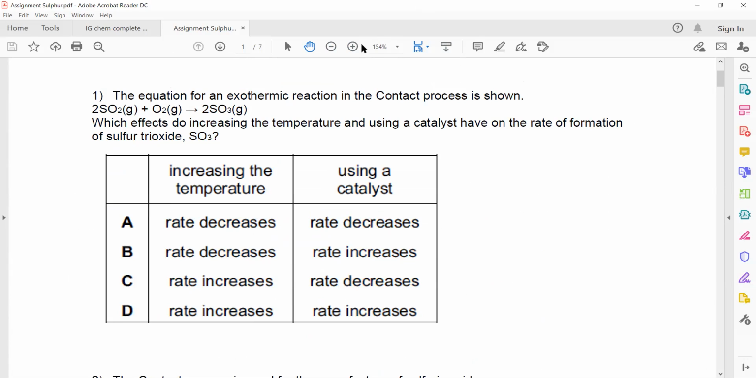Rate of the reaction, not about the yield. Yield will change with temperature, but the rate of the reaction is directly proportional to the catalyst, temperature, the pressure, the surface area. So both will increase. If it was a yield, increasing a temperature will lower the yield. So D is the right answer.